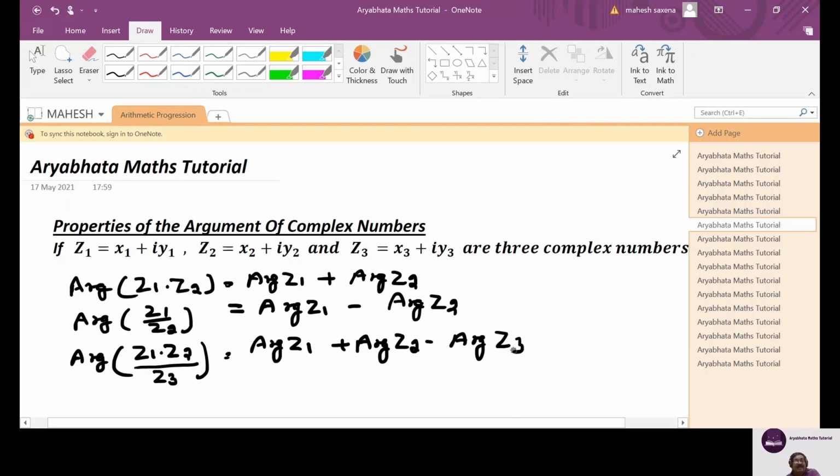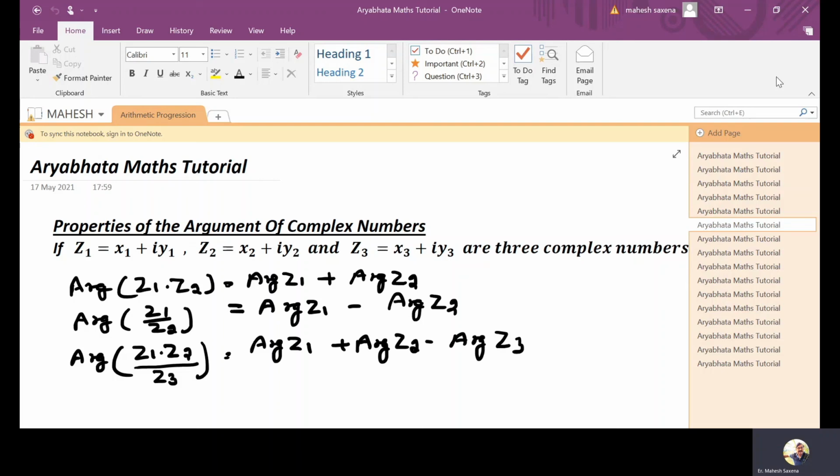It is not necessary that you first multiply z1 and z2 and divide by z3, then find the complex number, then find the argument. You can directly use this formula to find the argument. Today, you have learned the basics of the conjugate of a complex number, modulus and argument of a complex number, and their properties. It is all for today.